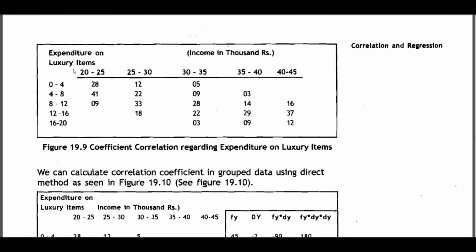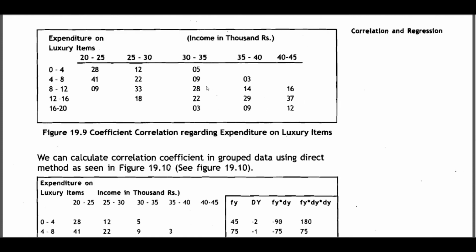No, this is the number of luxury items. Those who have a number of luxury items from 0 to 4, in the income group of 20,000 to 25,000, there are 28 persons having such kind of luxury items. And those people who have 4 to 8 luxury items, there are 41 people in this income group, and 25 people in this income group, and 30, 35, 28 people in this income group.